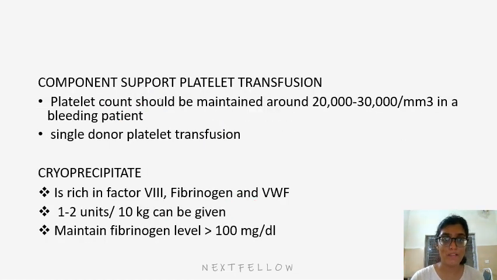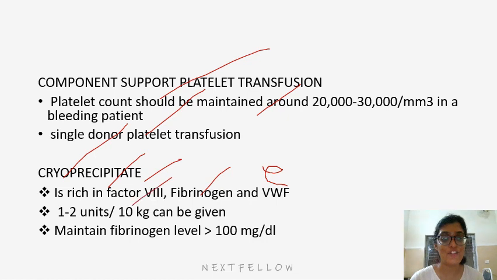Component support for platelet transfusion. Platelet count should be maintained around 20 to 30,000 in a bleeding patient. Single donor platelet transfusion. Cryoprecipitate is rich in factor 8, fibrinogen, and von Willebrand factor. Very important question. 1 to 2 units per 10 kg can be given. Maintain fibrinogen level greater than 100 mg per deciliter.